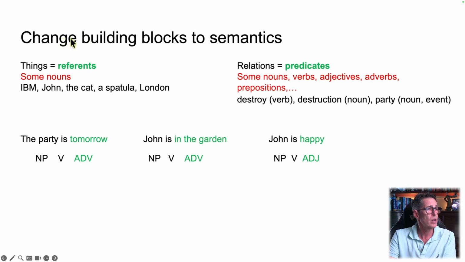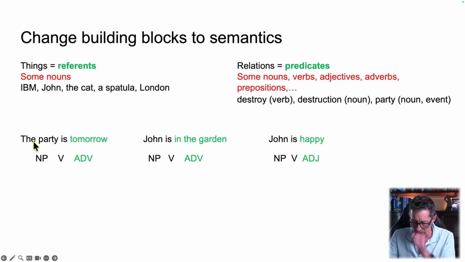Now, if we change building blocks to semantics, so instead of just the building blocks being words, if we now start working at the semantic level, now we've got these things that are reference. So some of these are nouns. There's also some predicates that are also used this way. And then we've got predicates where you've got some nouns, you've got verbs, adjectives, adverbs, prepositions, as that said. But now let's apply this theory, this model, to some sentences.